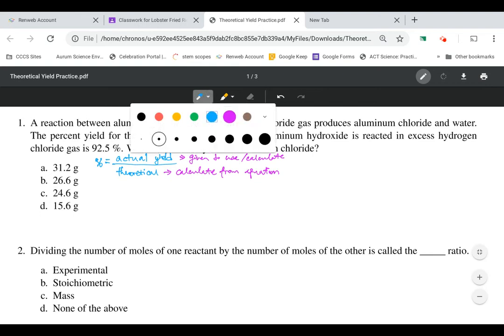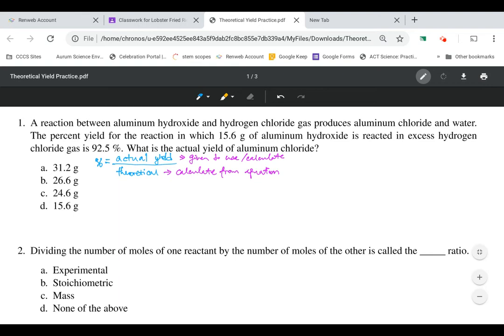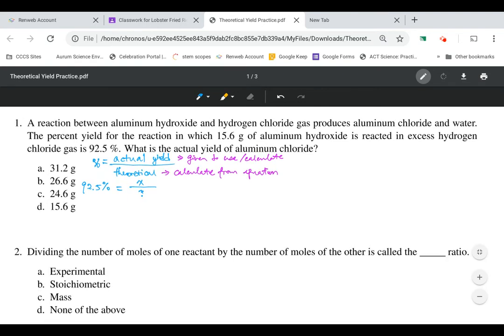Okay, so in our original question, our percentage is 92.5%, right? Actual yield is X that we're looking for, and the theoretical is what we need to calculate. So if we have the theoretical, we can find our actual yield. So what we need to do is find our theoretical first, from the chemical reaction. So we need to write out our chemical reaction first.